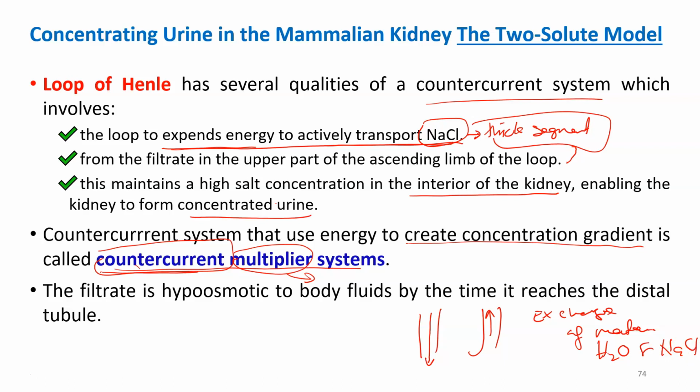Okay. So the filtrate is hypoosmotic to body fluid by the time it reaches the distal tubule. Lepas ascending, kan, lepas thick segment, baru dia akan jumpa distal tubule. Okay, so sodium chloride keluar. Bila filtrate reaches distal tubule, the osmolarity of the filtrate, okay, will be low. Sebab sodium chloride dah keluar tadi kan. Okay, so this causes the filtrate to be hypoosmotic, very dilute. Okay, dilute.